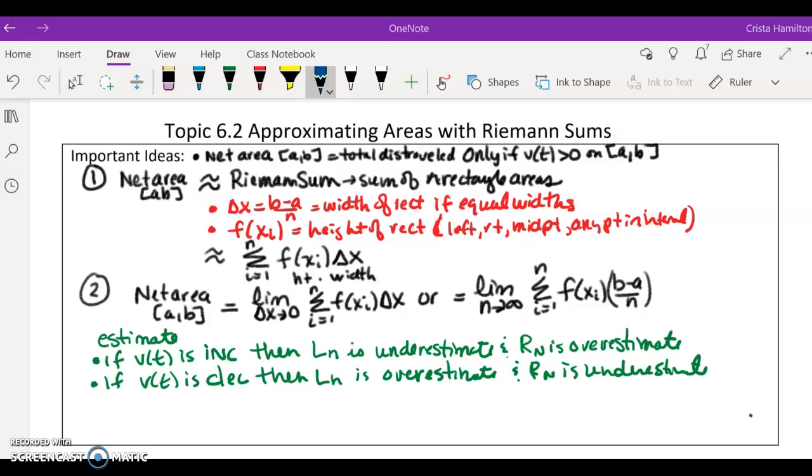Okay, that's going to finish up part 2 of our estimations with Riemann sums video. Go ahead and try the Check Your Understanding below, and I'll put up a homework video for you to check your answers with that.